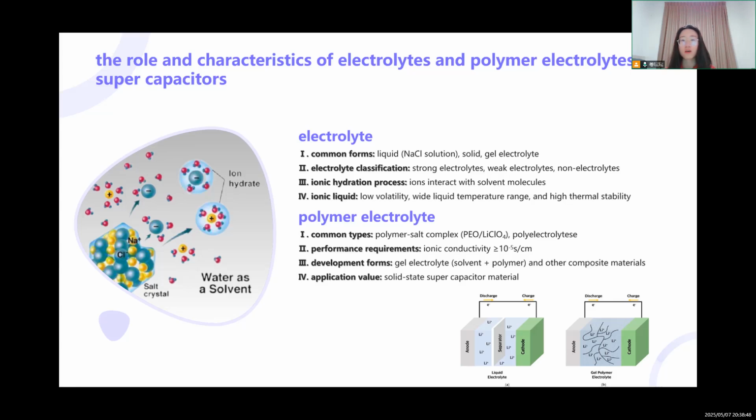Low volatility, wide liquid temperature range, and high thermal stability. And then is polymer electrolyte. For solid-state, gel-state supercapacitors. First is common types: polymer salt complex, polymer electrolytes, and then is performance requirements. Ionic conductivity is over 10, and then is development forms: gel electrolytes, solvent plus polymer, and other composite materials. The last is application field: solid-state supercapacitor materials.